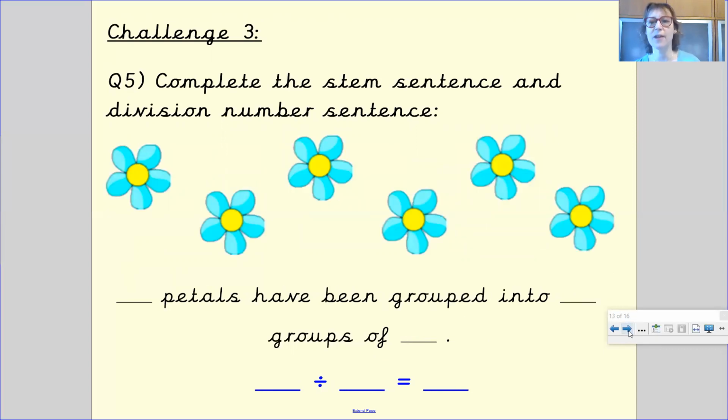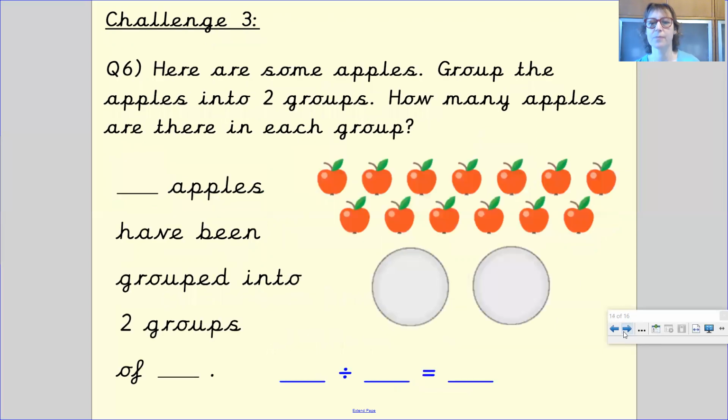Challenge 3, you've got 5 petals on each flower. So how many petals have you got together? How many on each, how many groups and how many in each group? How many altogether? How many groups? How many in each group?